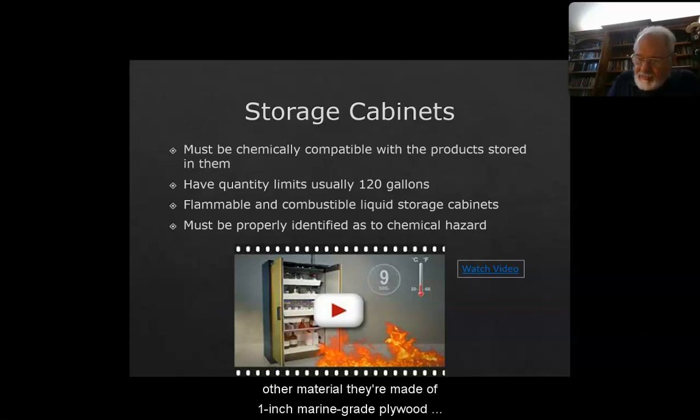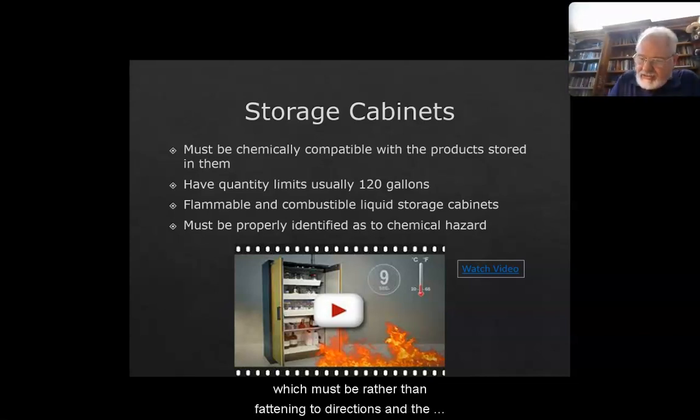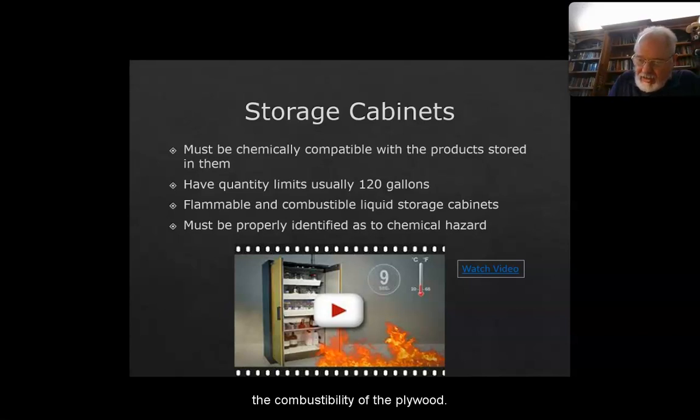They're made of 1-inch marine-grade plywood, which must be rabbeted and fastened in 2 directions, and the doors must be rabbeted with an overlap of 1 inch and must have a 3-point latch and be tight-fitting. The cabinets must be painted with an intumescent paint to reduce the combustibility of the plywood.